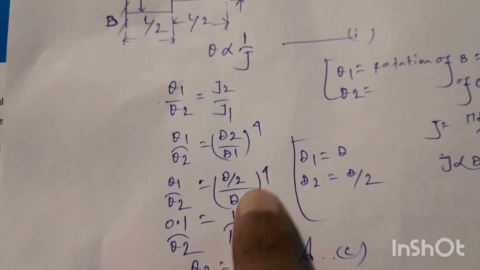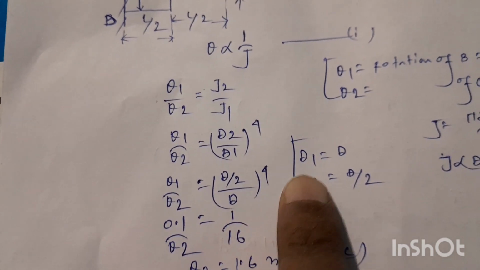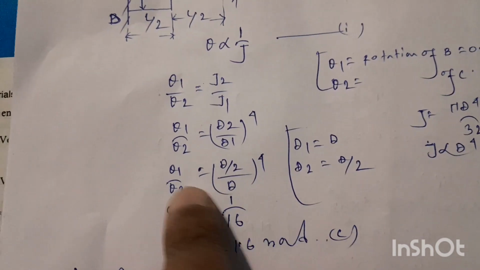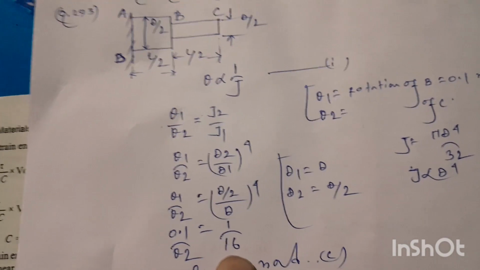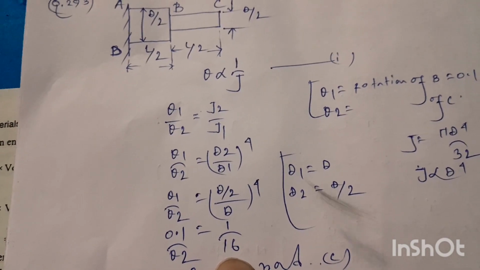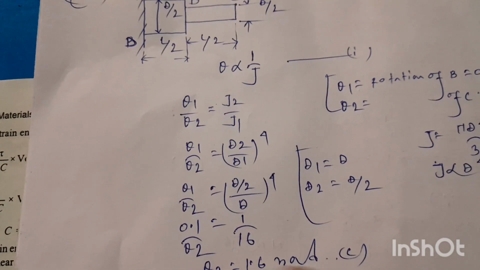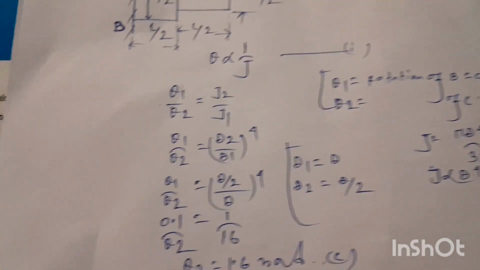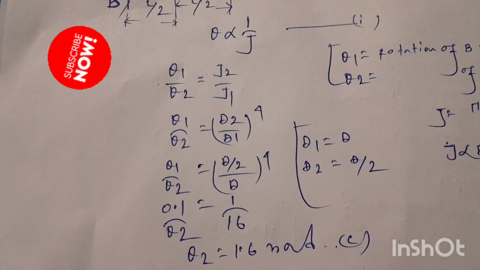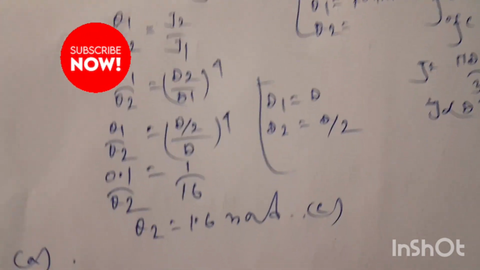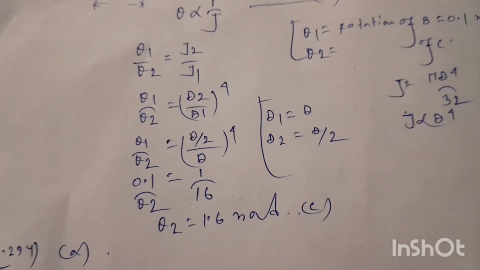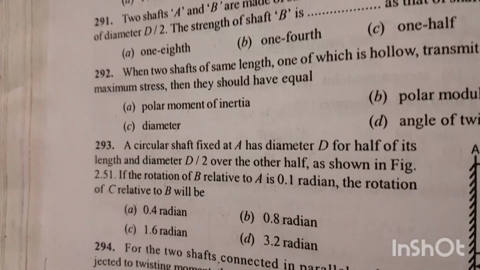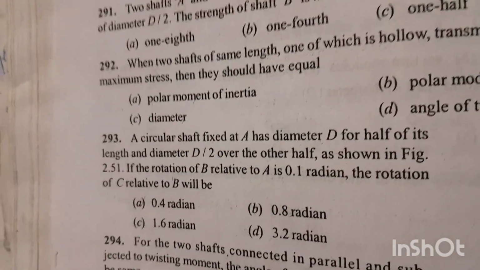We know theta 1 is the rotation of B relative to A, and theta 1 is 0.1 radian. If we put the value of theta 1 equal to 0.1 radian, the value of theta 2 will be 1.6 radian. So for question number 293, option C is the right answer.